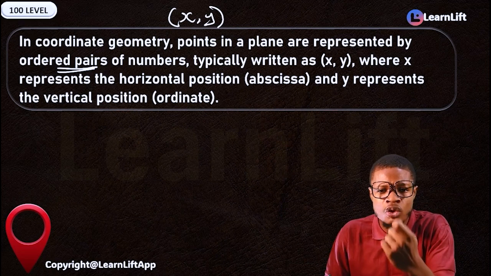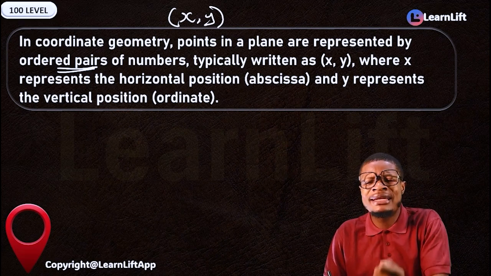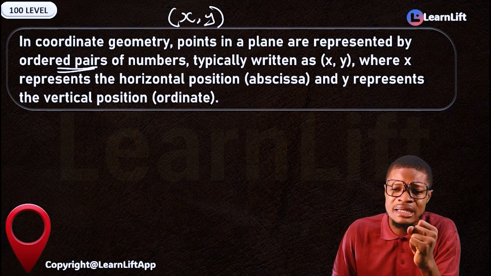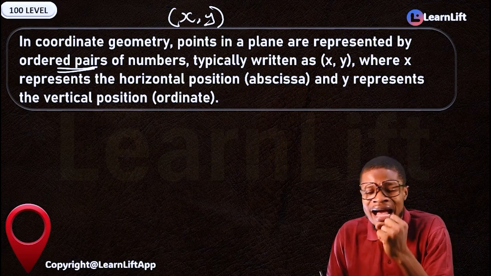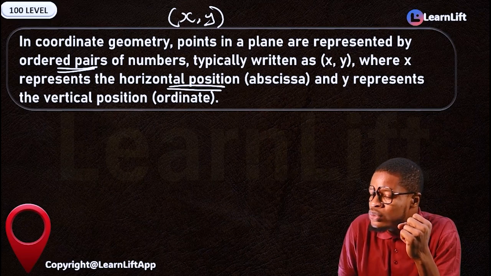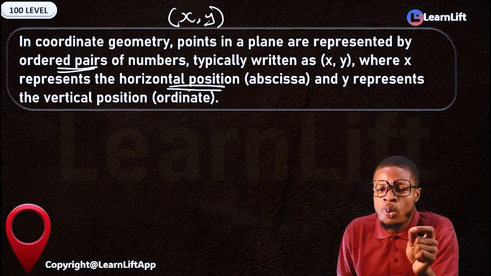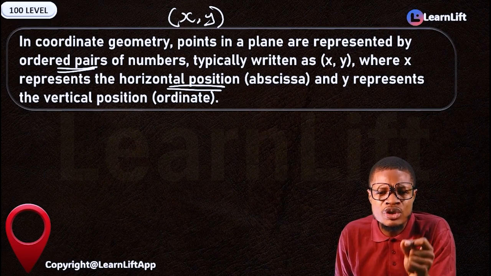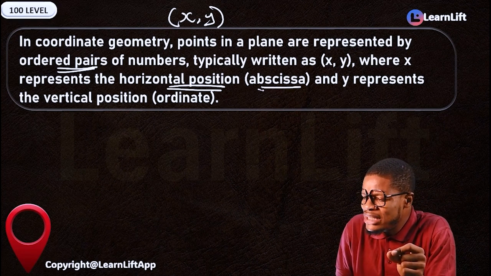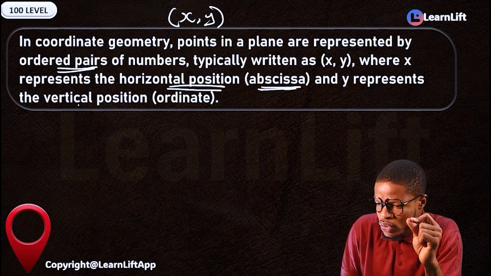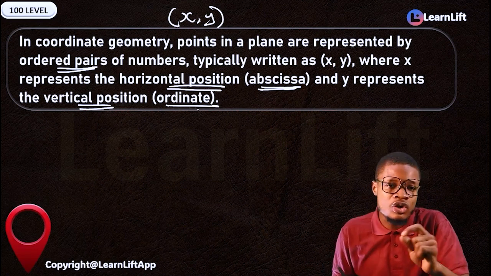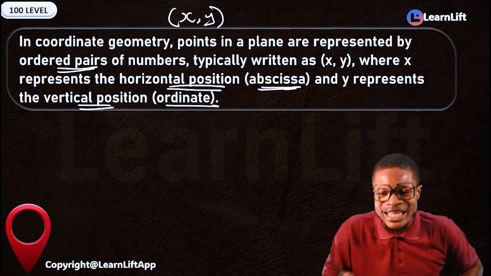In coordinate geometry, points in a plane are typically represented by ordered pairs, and those ordered pairs are numbers written as x, y. The x represents the horizontal position, and that horizontal position is called your abscissa. Then y is the vertical position, representing your ordinate. So there is what is called the abscissa and there is what is called the ordinate.